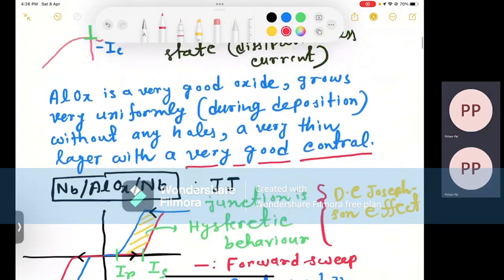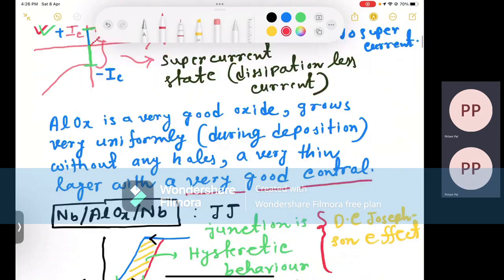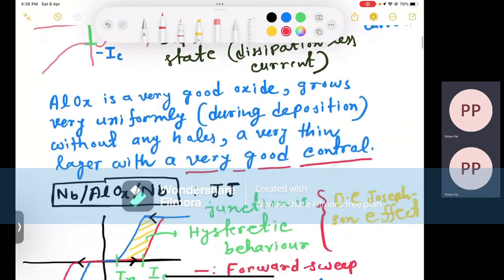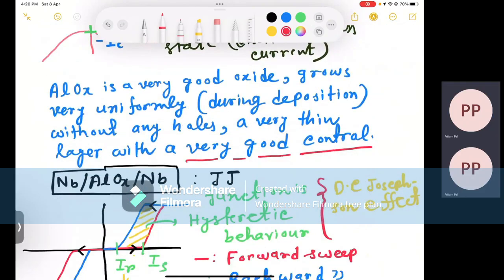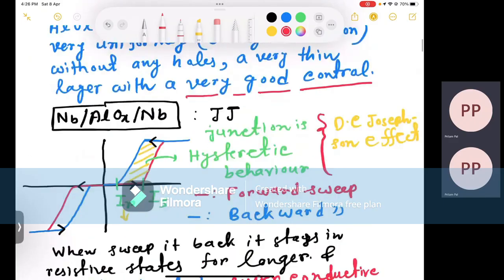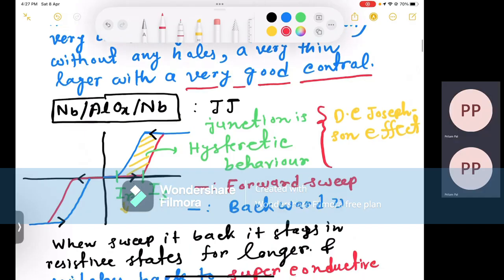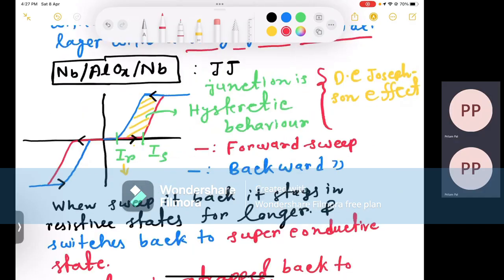Now, we are also using some kind of gate here in the system. So let's say we can have a junction of niobium, aluminum oxide, niobium. This is another example of a Josephson junction. There are two Josephson effects that we can see. First one is the DC Josephson effect. Another one is the AC Josephson effect. What I basically mean by the DC Josephson effect, as you can see from the IV characteristics, right?